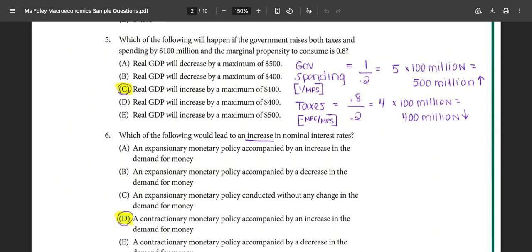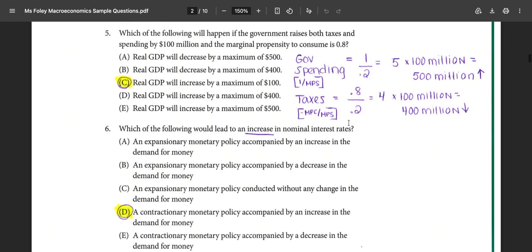So GDP for government spending can go up by 500 million. For taxes, it's going to go down if we increase taxes by 400 million. Increasing government spending is an expansionary fiscal policy. Increasing taxes is a contractionary fiscal policy. So they're going in different directions. However, the government spending is a little stronger. So that means that since 500 million minus 400 million, that's going to be a maximum increase of $100 million.